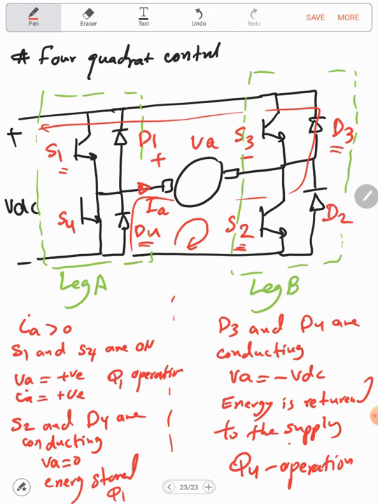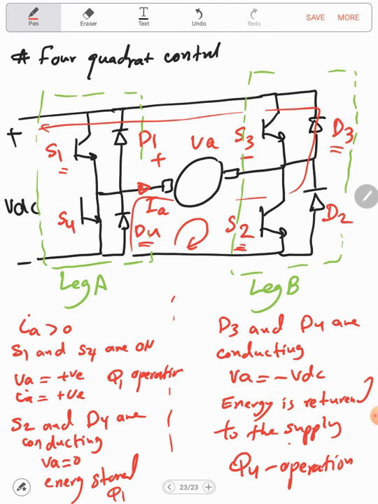So now, this configuration allows us to operate in Q1 and Q4. It allows us to operate as a normal motor, via S1 and S4. It allows to freewheel, for example, via S2 and D4 and store the energy in the inductance. And if there is energy that's stored, then we can feed it back to the supply via D3 and D4.